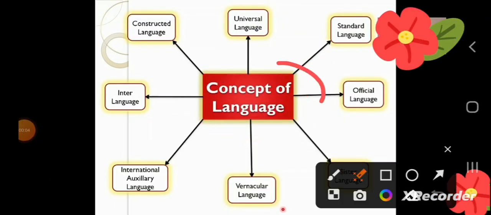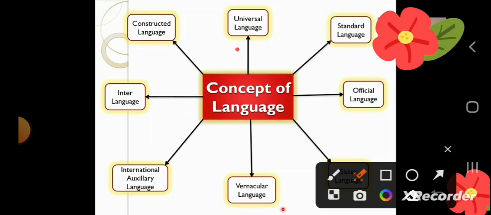Concept of language. Constructed language. A language that has been artificially created rather than having naturally evolved. Examples include Esperanto and Klingon. These languages are designed with specific rules and purpose in mind.